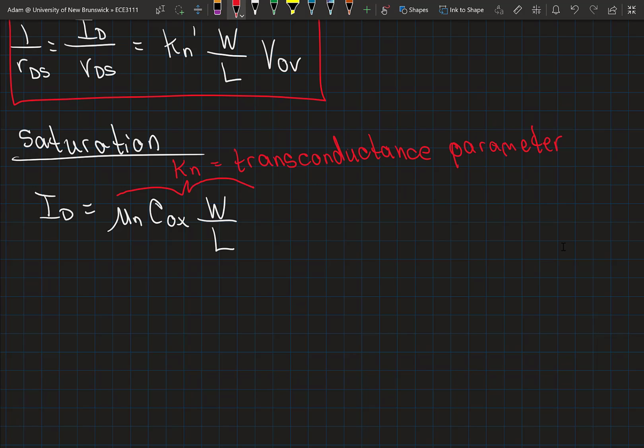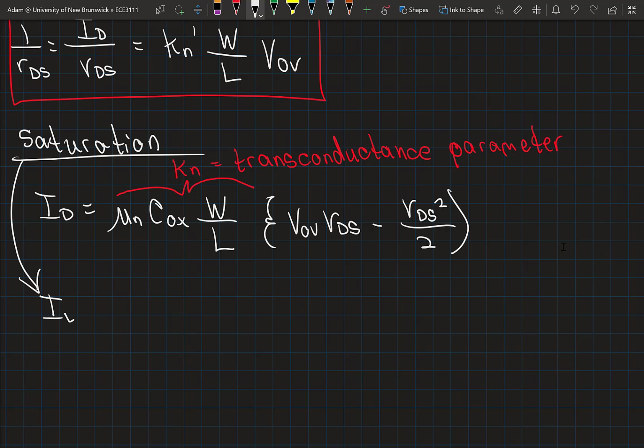Okay, so if you're given a value of Kn prime, it's just referring to the electron mobility times the oxide capacitance. But if you're given a value of Kn, which is the transconductance parameter, it represents this whole term shown here. Okay, so our expression was our overdrive voltage times the drain to source voltage minus the drain to source voltage squared divided by 2.